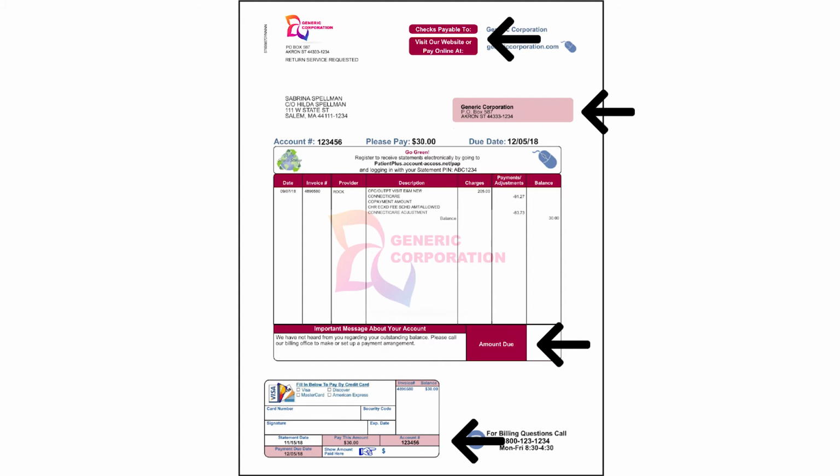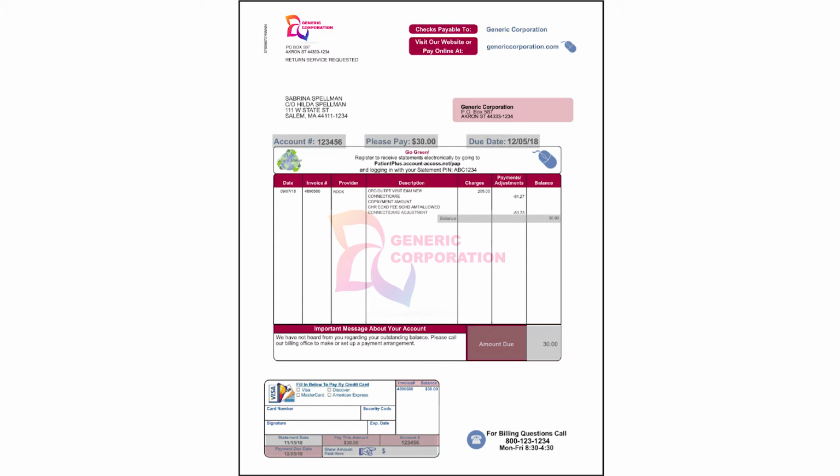These important details also repeat throughout the statement. The total charge, account number, and payment date repeat multiple times, even within different sections. This ensures that patients don't miss any of the necessary details that they need to know.